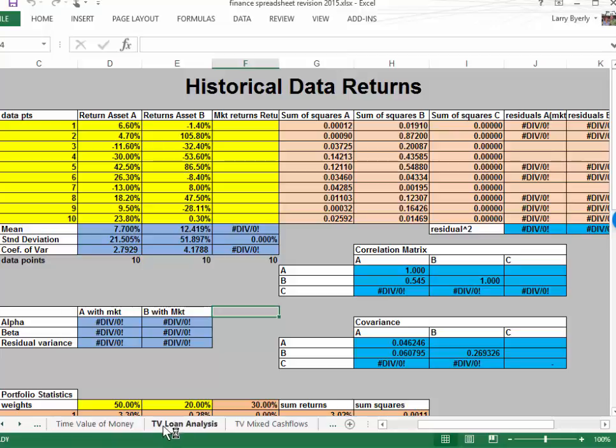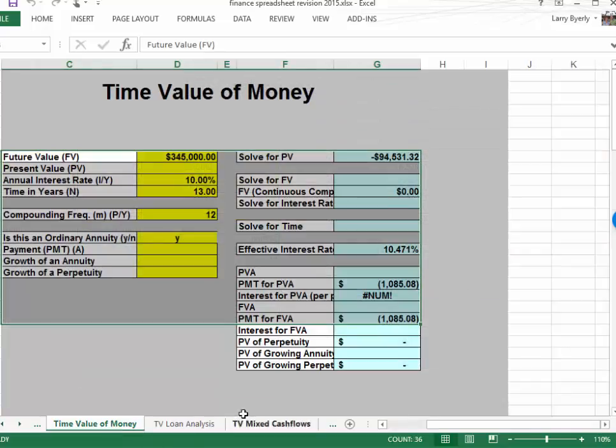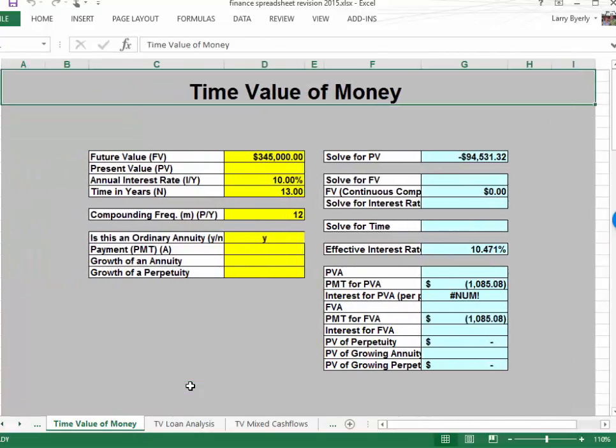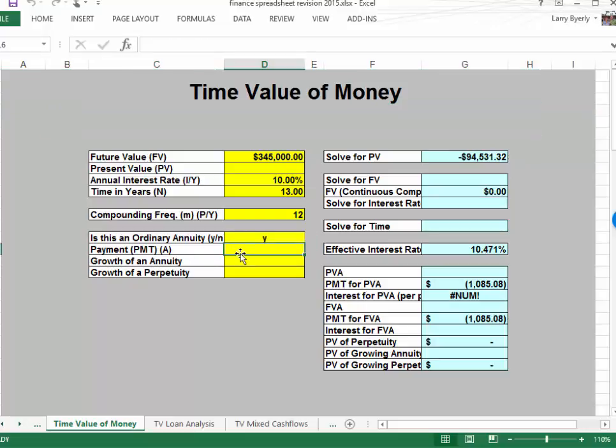One on time value of money, one on the time value loan analysis, and one on the time value for mixed cash flows. If you click on the time value of money section, here's where we're going to be able to solve for different kinds of basic time value questions. If you remember, as we talked earlier, the yellow boxes are the data boxes. That's the information you need to plug in to solve your problems. If the number is not there, if you're not talking about payments, then this cell should be blank. The answers and the solutions are obviously in the light blue boxes to the right.